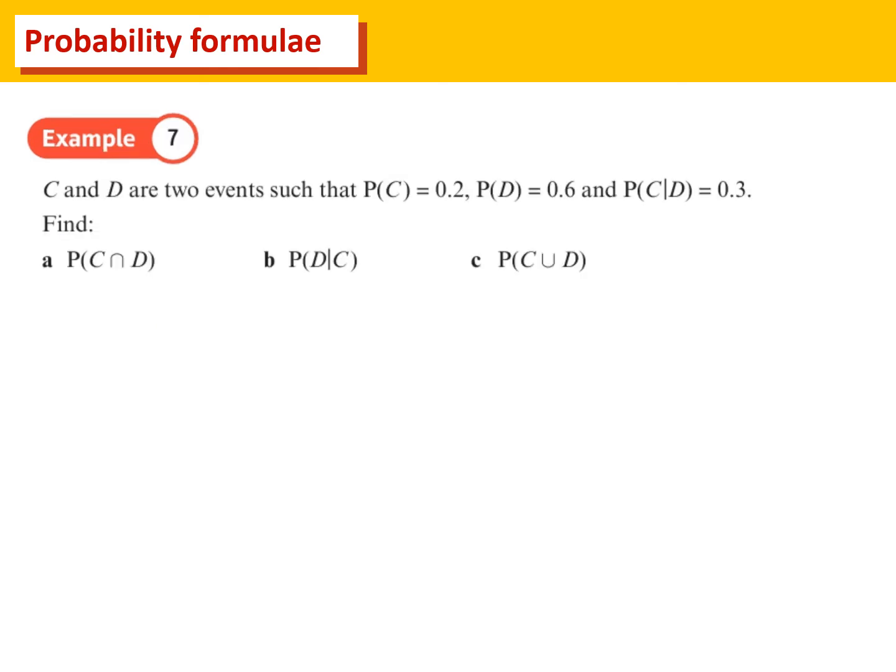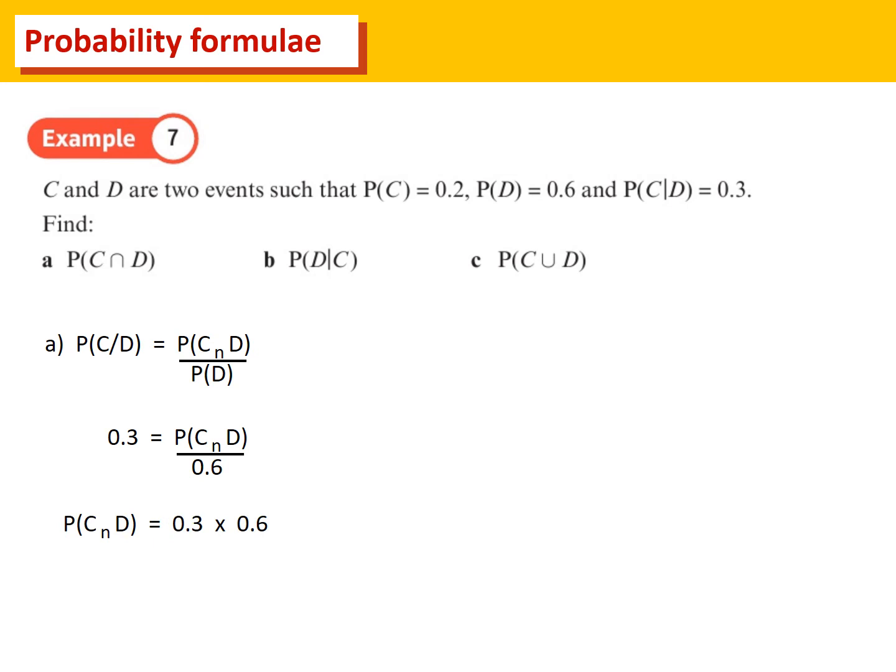Here's a second example. We want the probability of C given D. Now remember, the probability of C given D is the probability of C and D divided by the probability of D. That's what I explained at the start of the video. So we put the values that were given in the question into that little formula, and that gives us the probability of C and D, 0.3 times 0.6, which is 0.18.